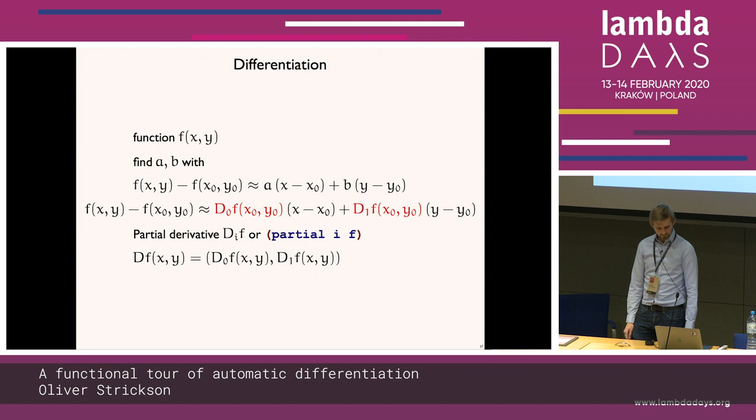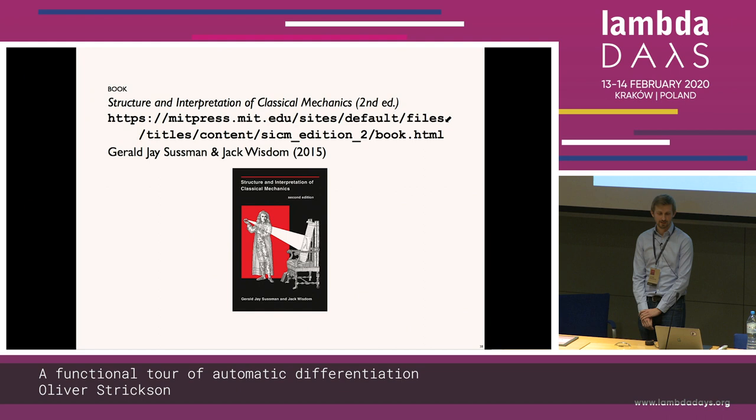And you can put these things together into a single object, and there's obviously a lot of work on making sense of what that means. It's just like a single entity as a derivative. And actually, I think this book does a really nice job of explaining how to do that in a way that's suitably general for the kind of structures that you find in programs. So this Structure and Interpretation of Classical Mechanics is a really great book, and it has this nice little appendix where they do differentiation. So I recommend that if you haven't come across it.